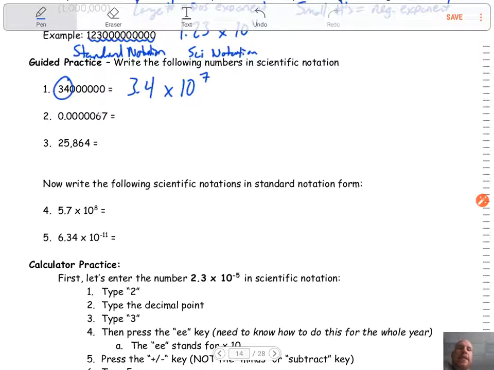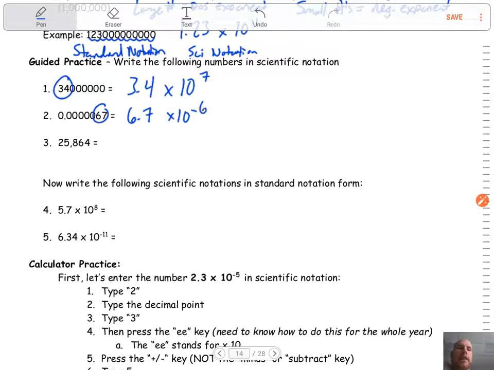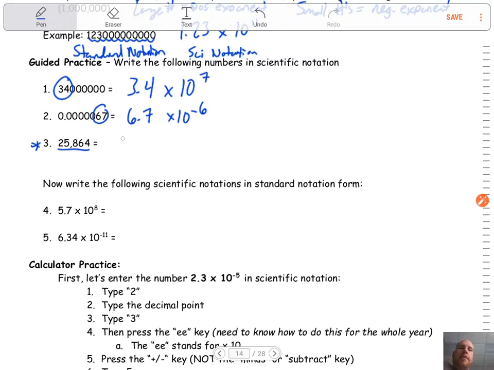Number 2, a little bit different. This is a small number, so that's going to tell me right away that I've got a negative exponent. 6.7 is the mantissa, the number out in front. When I figure out how many spaces I had to move, that's 10 to the minus 6th. Now, number 3, a little bit different. I'm going to star it because every number is important here, but we still need to make sure that we get it in between 1 and 9 as our first number, our mantissa.